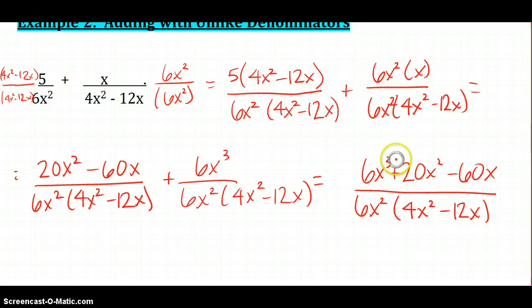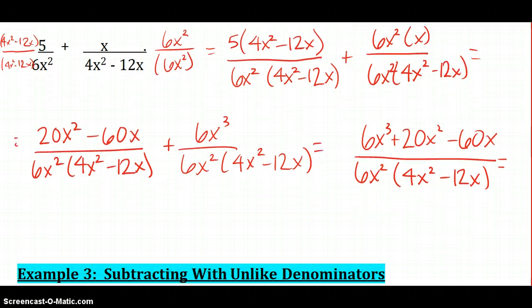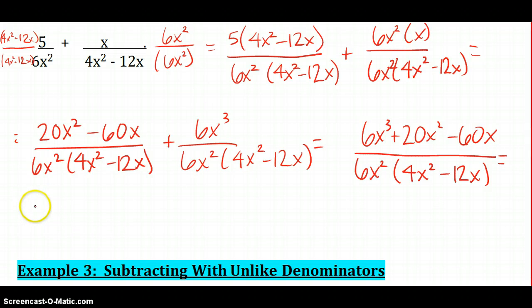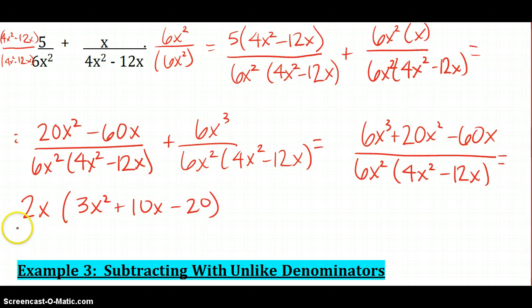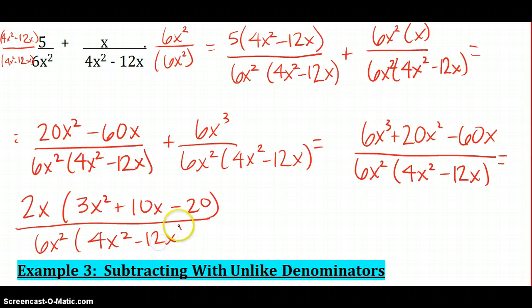So what we're going to do is look and see what we can pull out of the numerator. And we know that every term has an x, and we can also pull a 2 out of every term. So my numerator is now going to look like, I'm going to pull out a 2x out of everything. So I'm going to be left with 3x squared plus 10x minus 20, all over my 6x squared times 4x squared minus 12x.